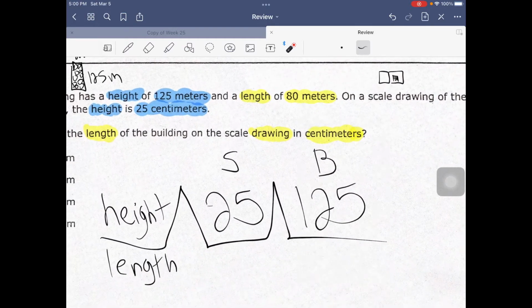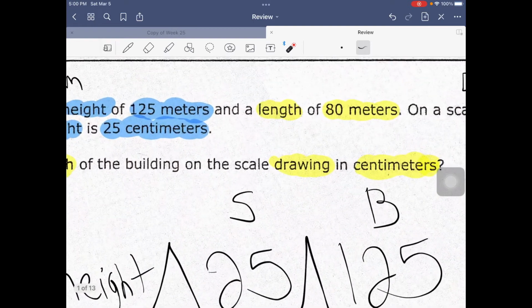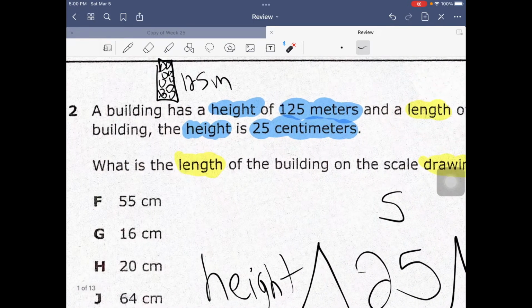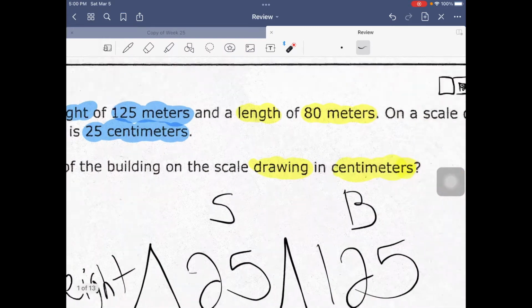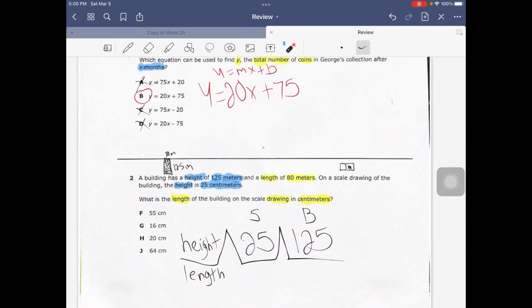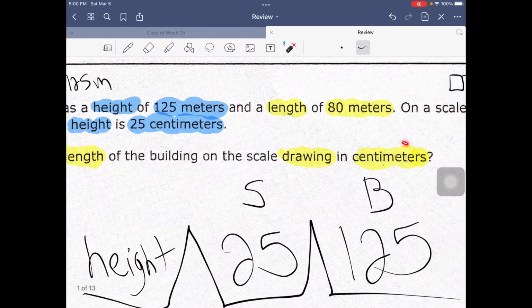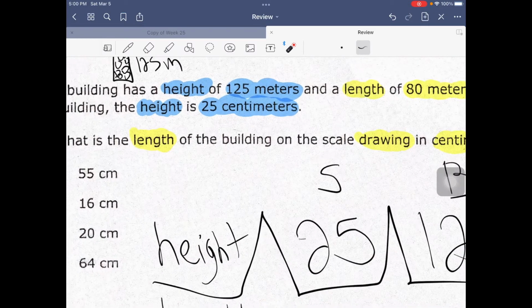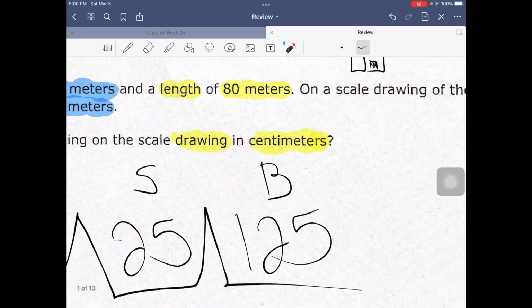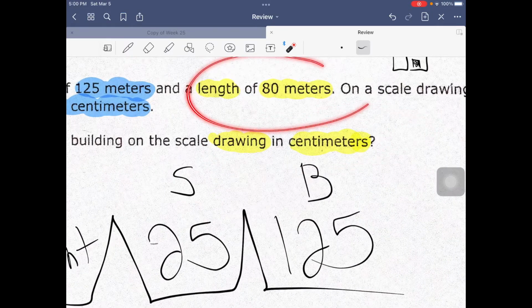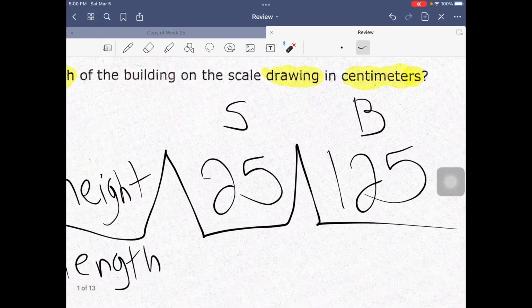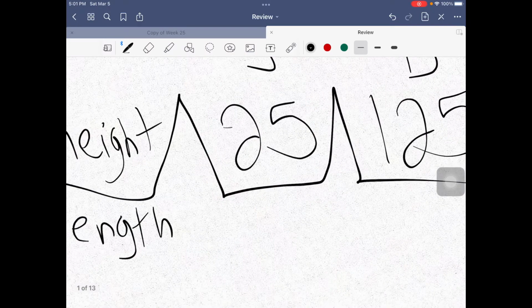My small one for the length. 80 meters. We have to remember, 80 meters, that's for the building. And we're trying to find the length of the drawing in centimeters. The length of the drawing is going to be slightly smaller than the length of the actual building. So that's going to be my small one for the length. Well, we don't know. X.